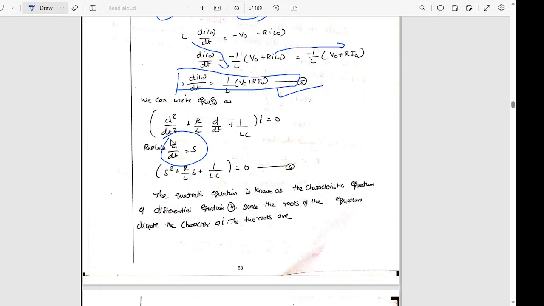This d square by dt square can be written as d by dt multiplied by d by dt, so it will be s square. So we got s square, and this d by dt can be represented as s. So s square plus R by L into s plus 1 by LC equal to 0. So this is a quadratic equation. We call it the characteristic equation of the differential equation.